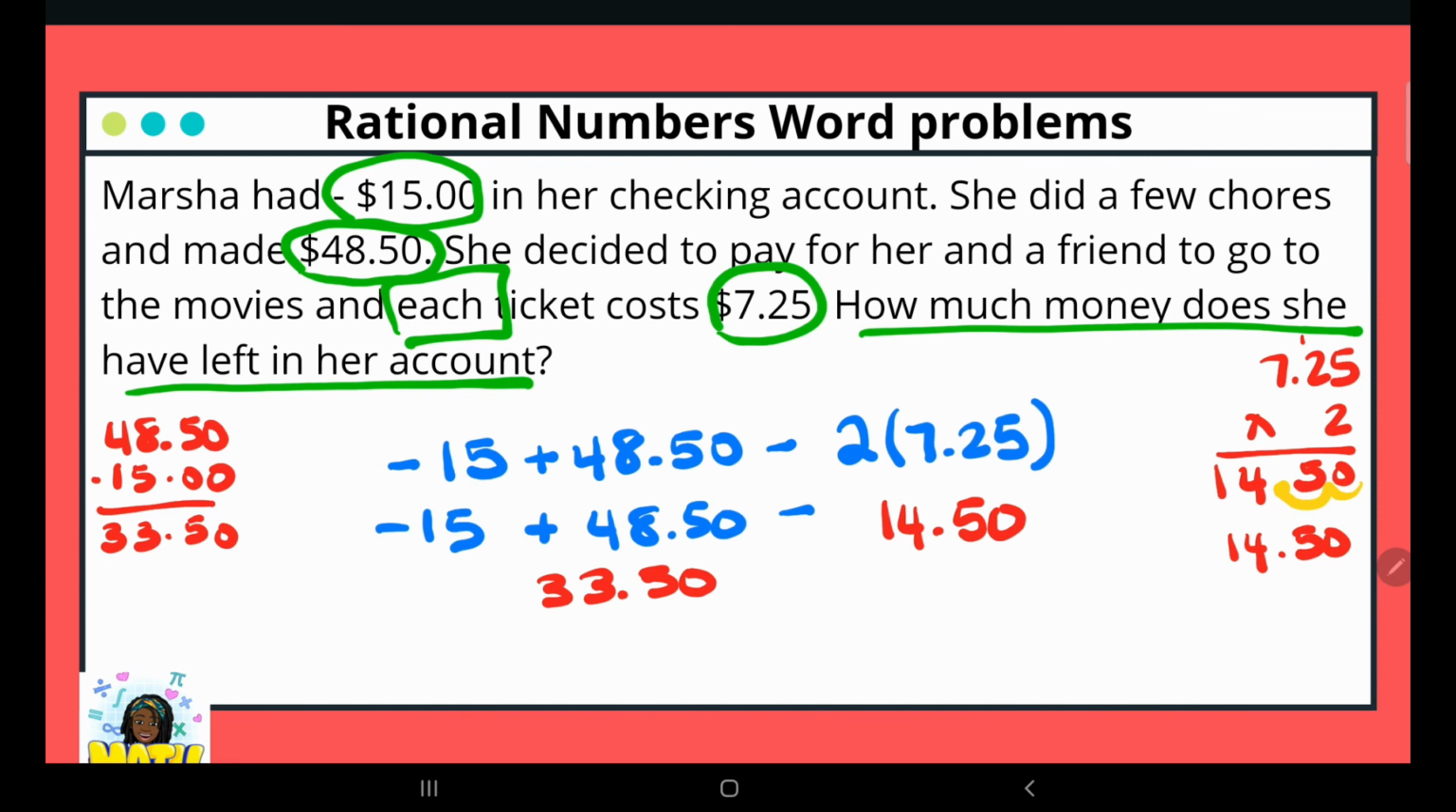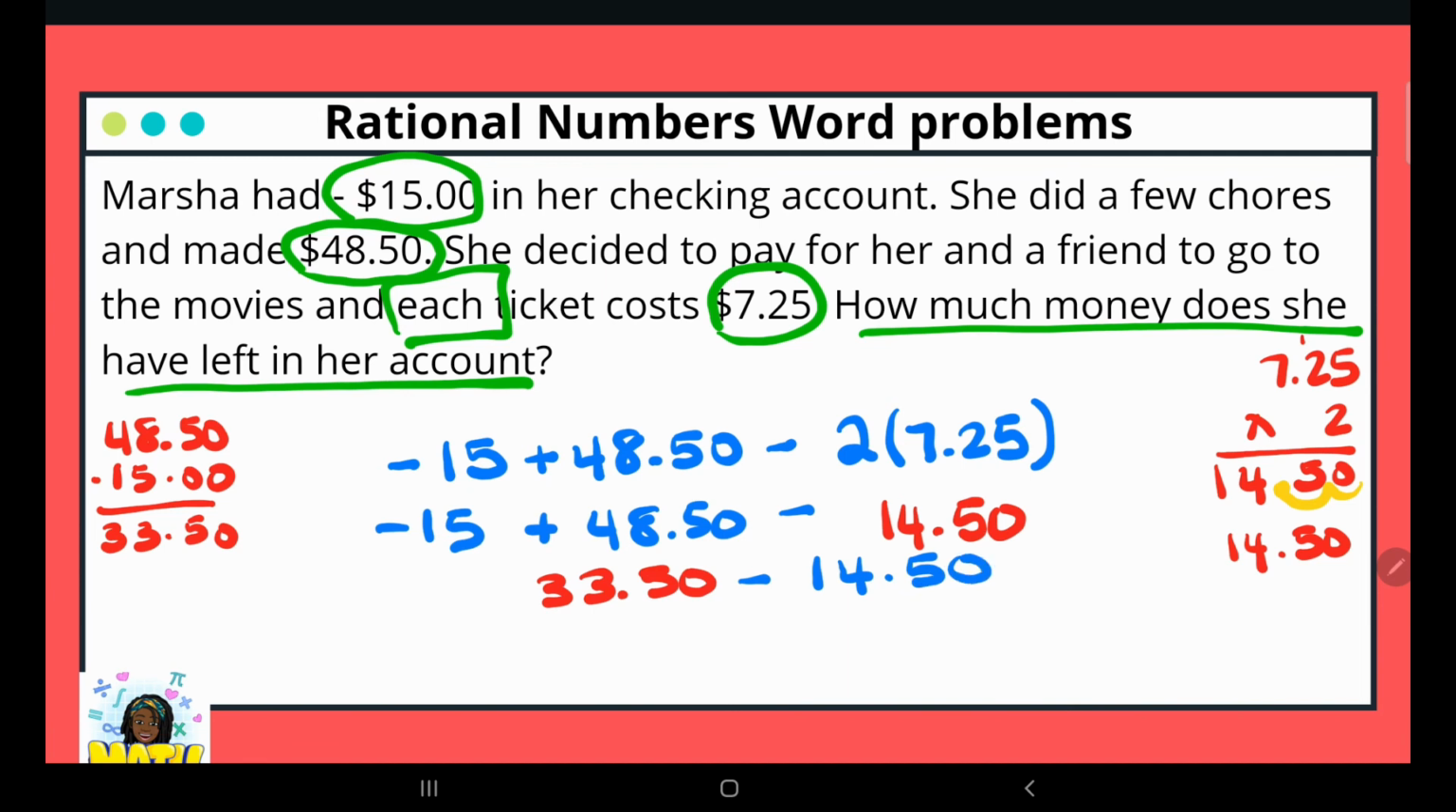Different signs, subtract, keep the sign of the larger number. So the larger number represented here is $48.50, which is positive. So I'm not going to write the plus sign because I know whenever I don't have a sign, then that means my number is positive. So let's go ahead and bring down the rest of the problem, which is minus $14.50.